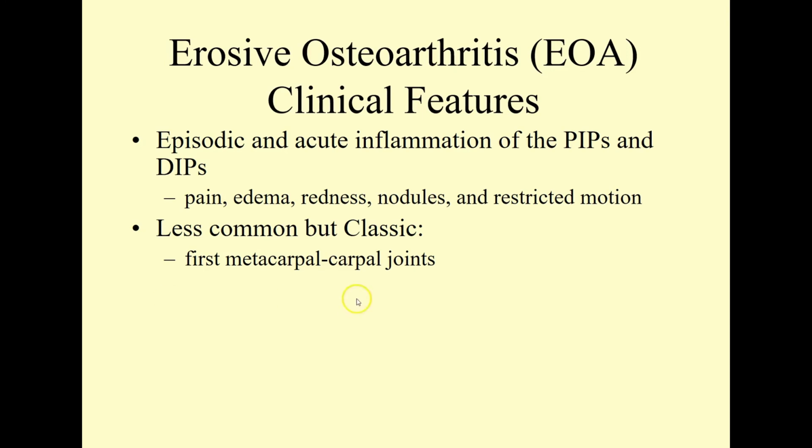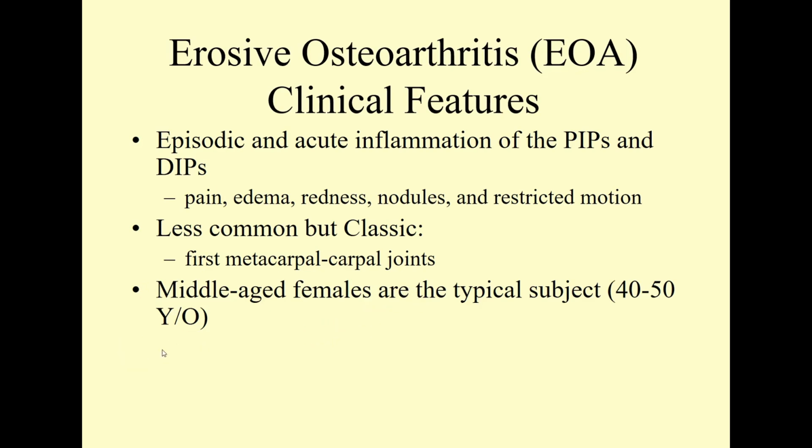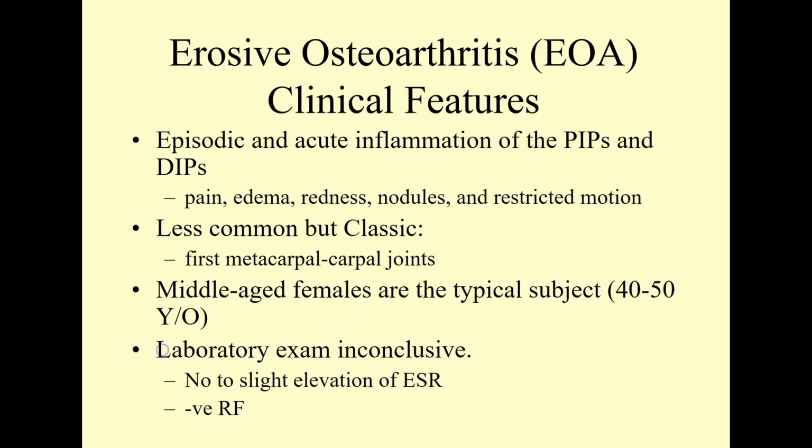Also in this EOA category is a less common finding, but still considered classic, and that's the first carpometacarpal joint, so essentially the base of the thumb. Middle-aged females are the typical target group, usually presenting somewhere between age 40 and 50 years of age. And again, the laboratory findings, there's really nothing to speak of. No elevation of ESR, sometimes slight elevation of ESR, but it's hard to know if that's what we blame it on, and again, negative rheumatoid factor.